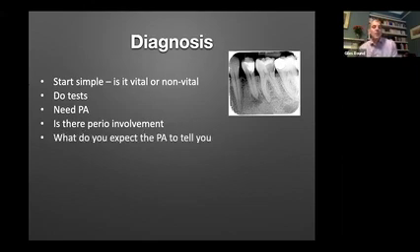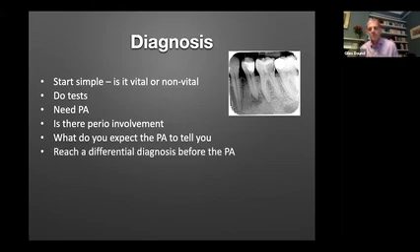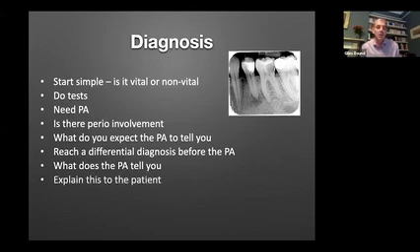But understand what you expect the PA to tell you before you get the PA. How many times do you look at a PA and you see more the more you stare at it? You look at the apical region, and you think, is that a bit of widening? Oh yes, it is. And by the time you've looked at it for a few minutes, you're quite convinced there's a large radiolucency there. So think about what you expect it to tell you. Reach a differential diagnosis before you've got the PA in front of you. Know what that PA is telling you and explain it.